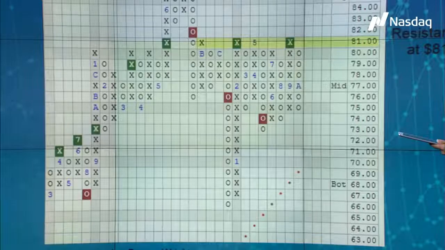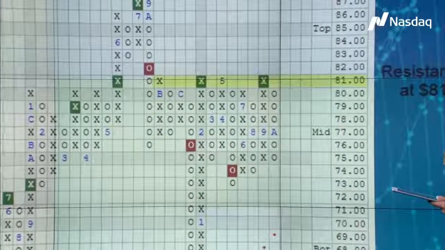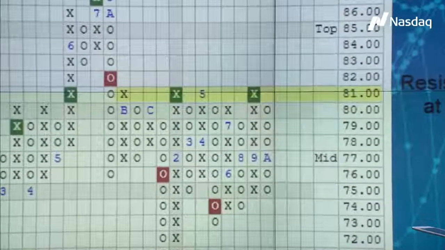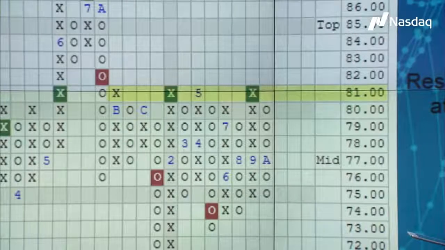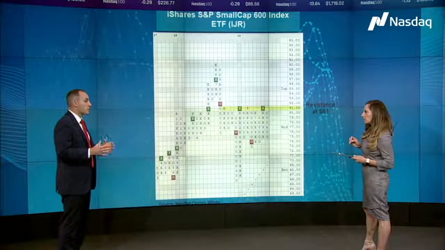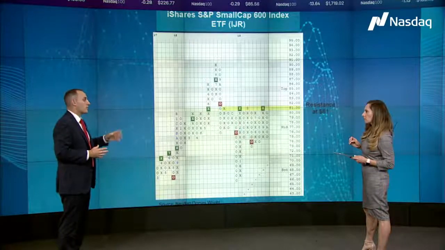And 4 different times now, this chart going back to November of last year has rallied to $81. It did so again in February, again in May of this year, and then again in September, but was not able to get through that level of resistance. So that's going to be a key sign going forward for small caps in general. Are they able to actually get through and see some moves higher through that area of resistance?